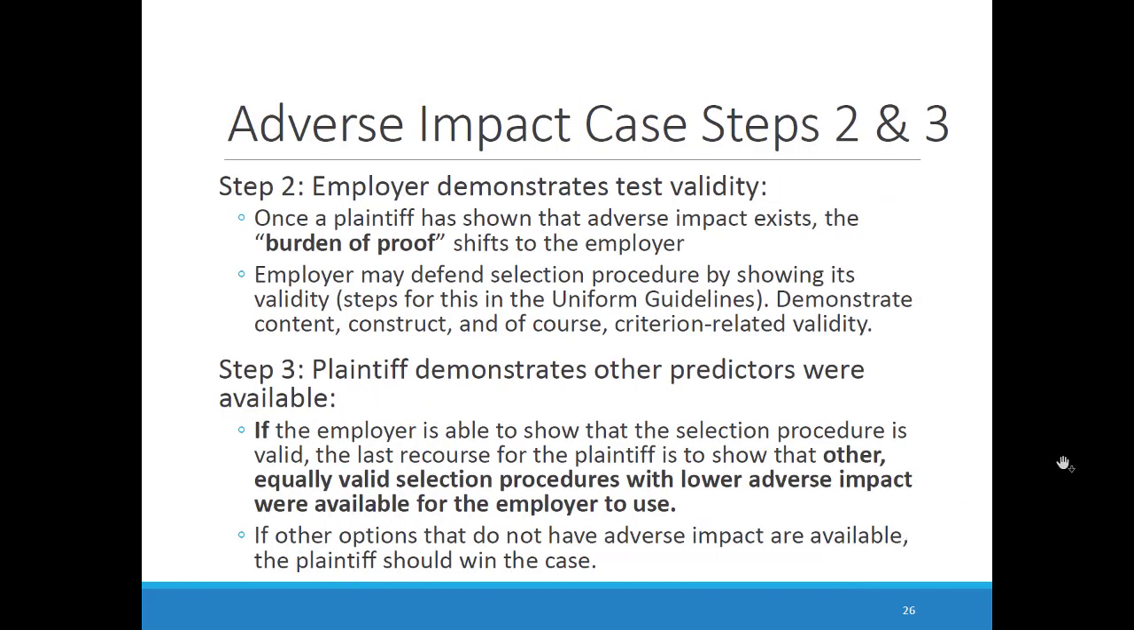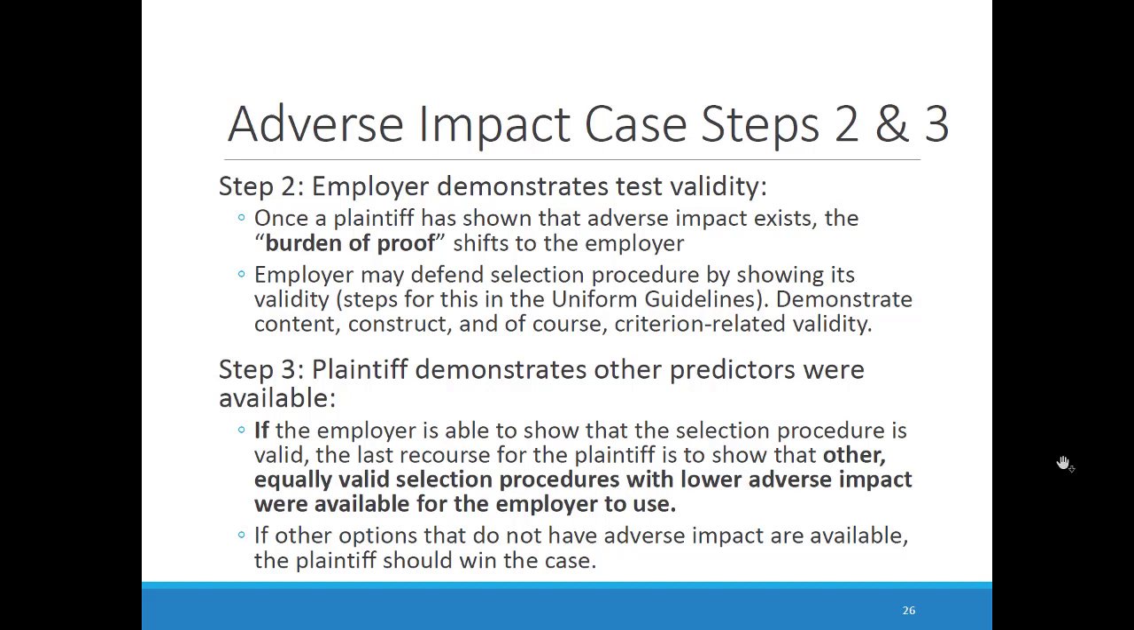Okay, so that was step 1 in terms of demonstrating adverse impact. In step 2, the employer would then be given the opportunity to try to defend the test or selection procedures they're using by demonstrating validity. Once the plaintiff, or the person who brought the case, has shown that adverse impact exists, that burden of proof that I mentioned earlier shifts to the employer, the employing organization. The employer may defend their selection procedure by showing its validity.